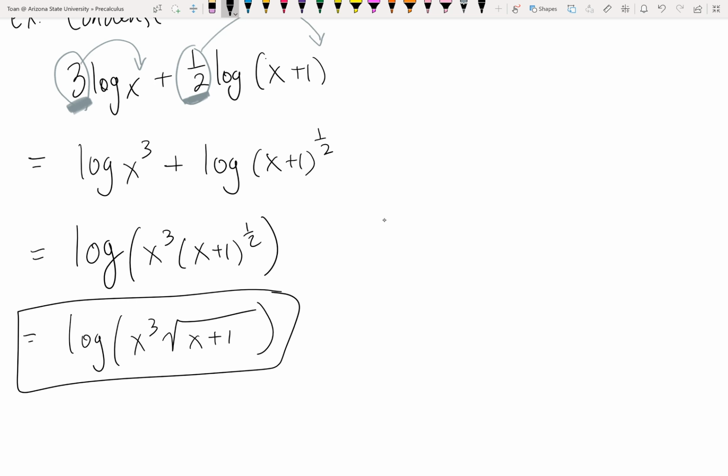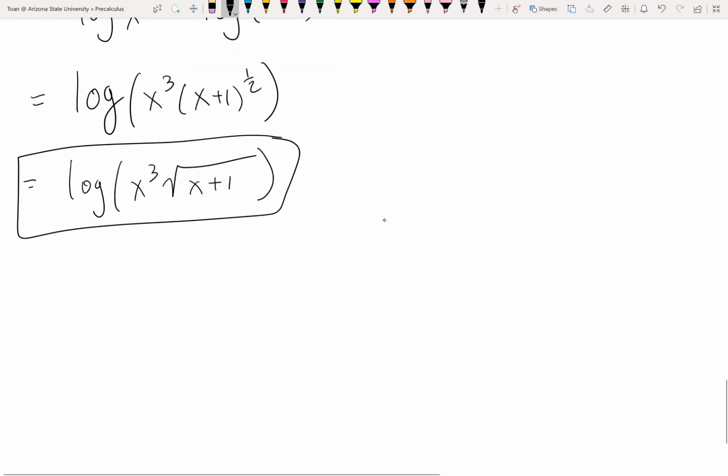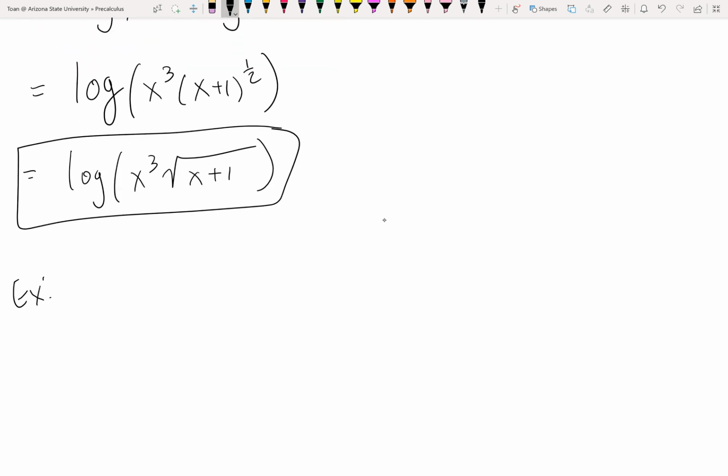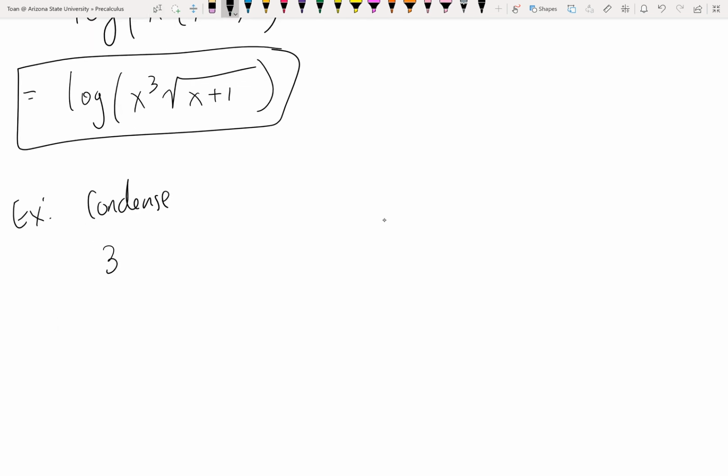Let's do another example that has pluses and minuses just to make things interesting. Suppose I ask you to condense 3 ln of x plus 1/2, or let's do a minus 1/2 ln of y plus ln of z, minus 4 ln of x squared plus 1. I'm just making this up now.